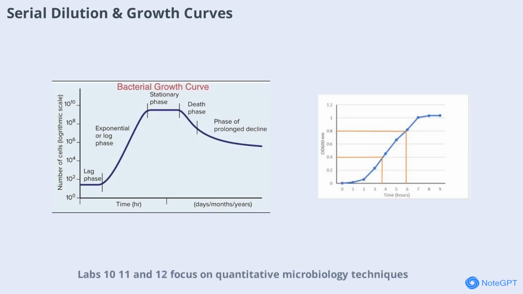Labs 10, 11, and 12 focus on quantitative microbiology techniques. Serial dilution and pour plating allow for the estimation of viable cell counts, using scientific notation to calculate colony-forming units per milliliter. Mastery of micropipette use is essential for accurate measurements.